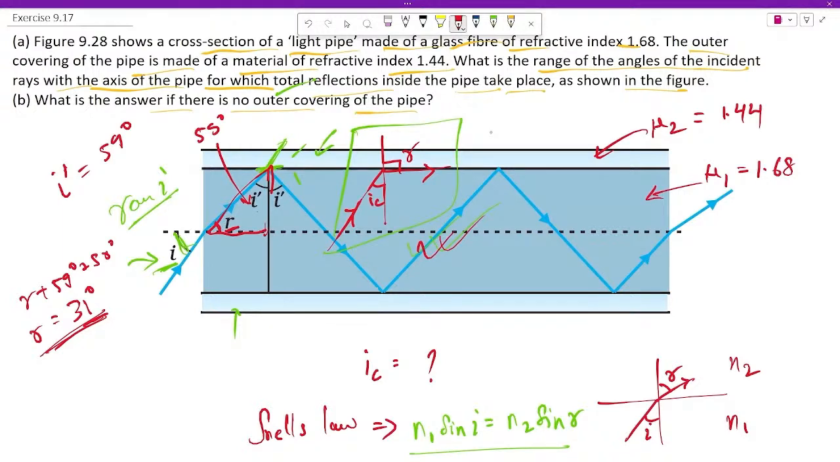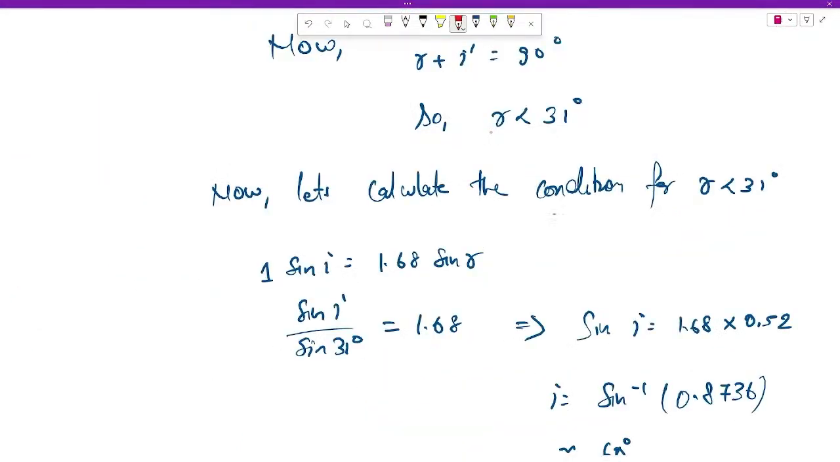Again we will apply Snell's law over here. Now we can take the refractive index of this media as 1, and we know the refractive index of this media, that is the glass core media, as 1.68. So we will apply Snell's law over here. So calculating the condition for r that is less than 31 degree would be 1 sine I is equal to 1.68 sine r. Now sine I by sine 31 degree, that is sine r, I have written sine 31 degree, would be equal to 1.68.